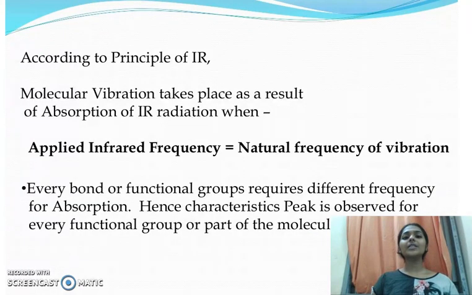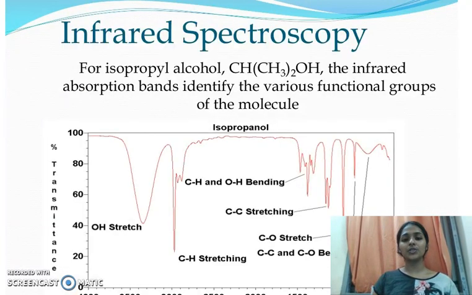According to the principle of IR, if the applied infrared frequency is equal to the natural frequency of vibration, then there is an absorption of infrared radiation. Every bond or functional group requires a different frequency for absorption. Hence, characteristic peaks are observed for every functional group or part of the molecule. So FTIR spectra is basically used to identify the different functional groups present in a certain sample.